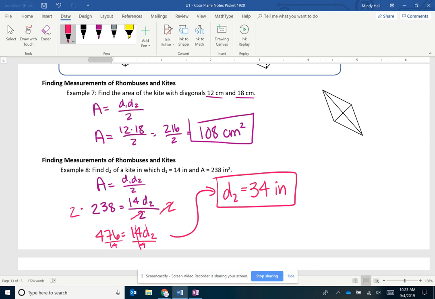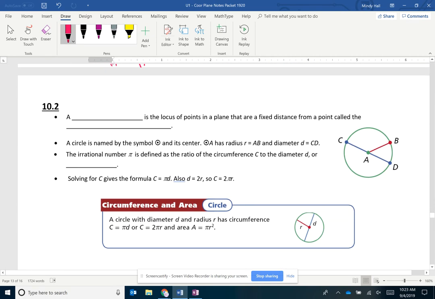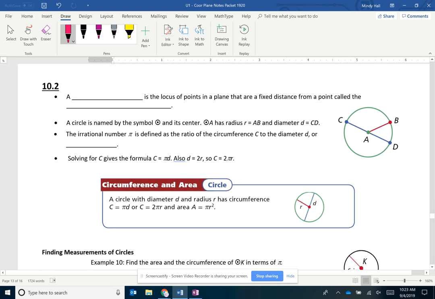Okay, and if you wanted to check it, you just plug that in. 34 times 14 divided by 2 gives me 238, so we are correct. Okay, so that's just a quick overview of that step. So we're going to quickly go over some of the other things that we have to cover for this.